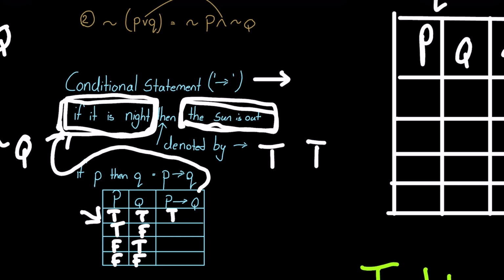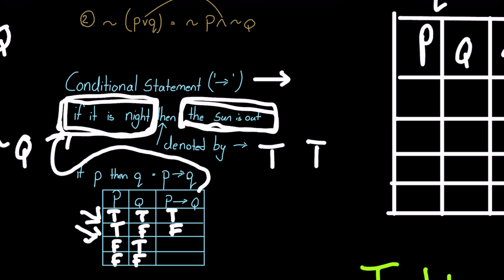But let's check this now. If it is night, sorry, it's the same for this one over here for the second row. If it is night, then the sun is not out. Well, this is not what we said. We never said that the sun would not be out. So that has to be false. So this is going to be false. So you can see that when it's T, F, this is going to be false.